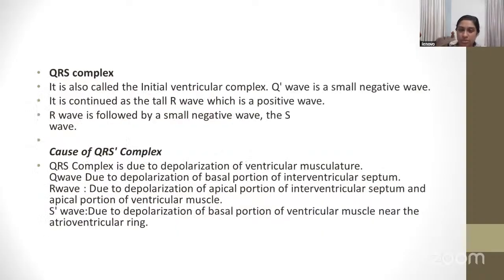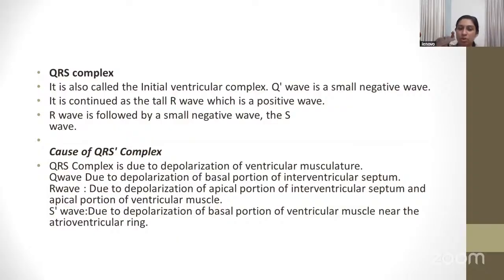Next is the QRS complex. It is also called the initial ventricular complex. And this is composed of different parts. First is the Q wave. The Q wave is a small negative wave. It is continued as the tall R wave. So initially the Q wave is a negative wave, and after that there is a tall R wave, and the R wave is followed by a small negative wave, the S wave. So initially a negative wave, then a positive one, and after that a small negative wave. That comprises the QRS complex.